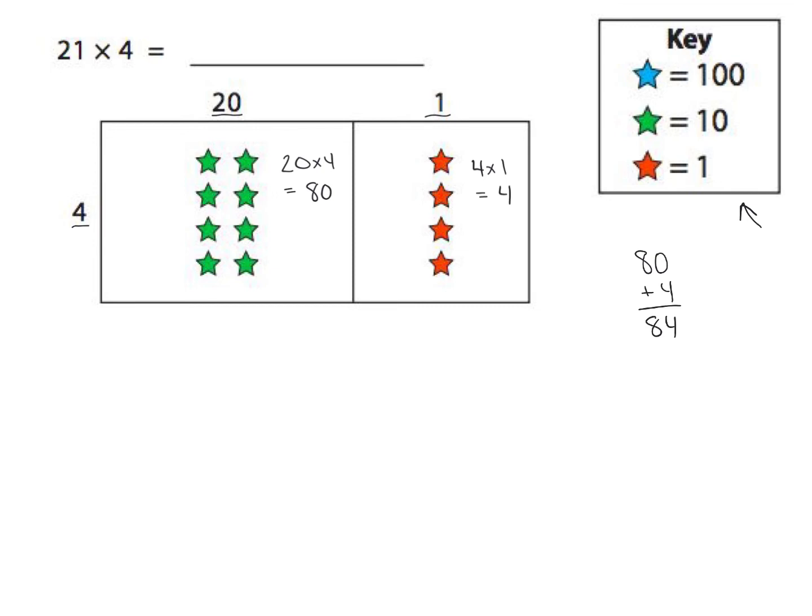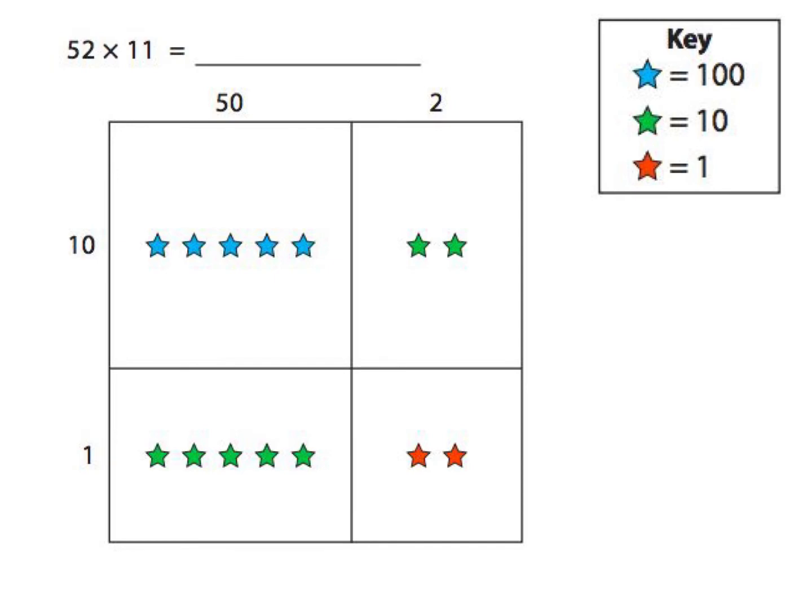So you'll see the green stars over here. Each one of those represents 10. And since we have 8 of those, that's 80. So I know my 80 is right. And then if I look at the red stars, those represent 1. And if I look over here, I have 4 red stars, again, right here. So my answer is verified as 84.